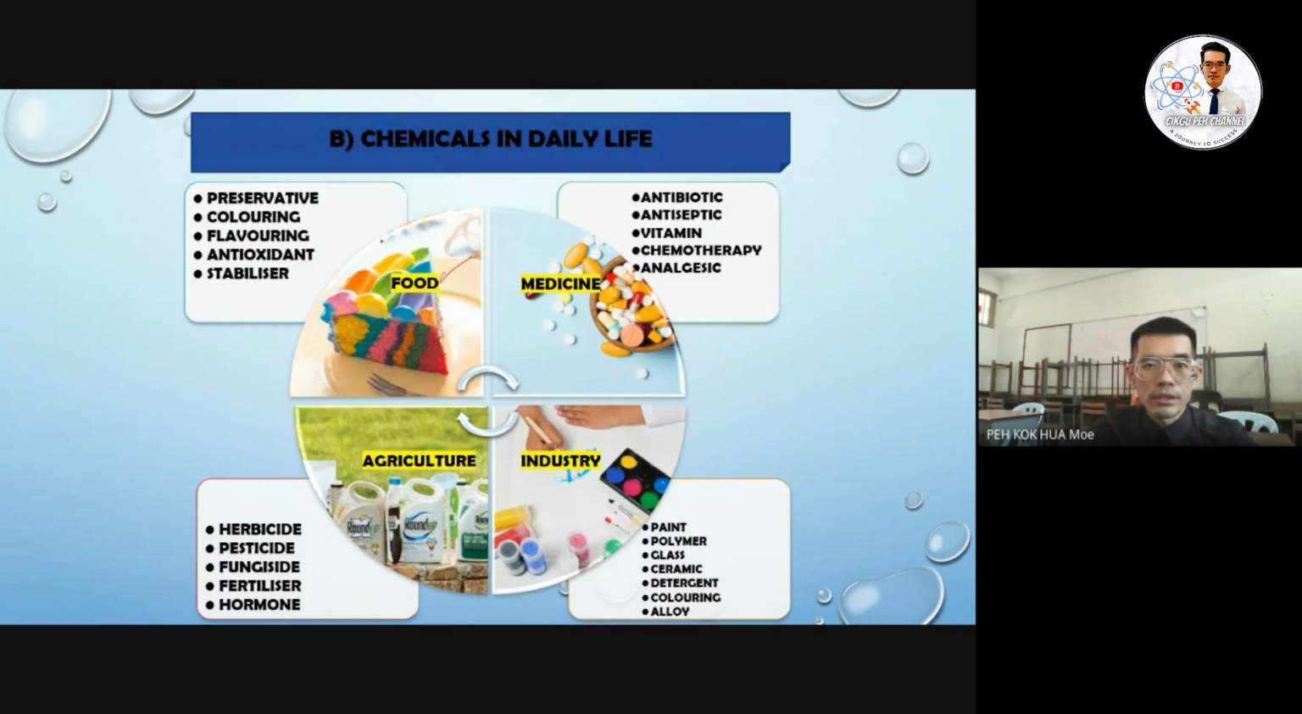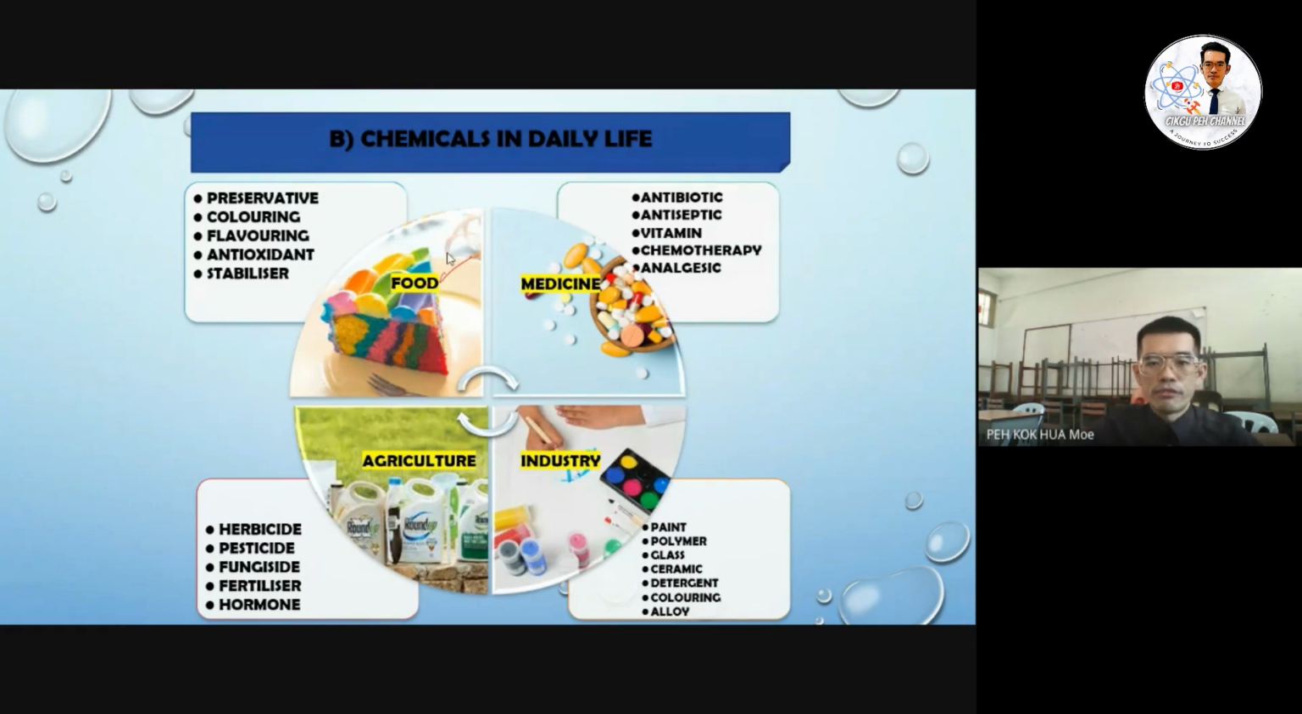And next, the chemical used in food is antioxidants. That means we want to slow down the oxidation rate so that we can keep the taste and the color of the food for a longer period. And then the last will be the stabilizer. The stabilizer is a substance or additive to the food which will help to preserve the structure of the food. For example, we have jam and we have yogurt.